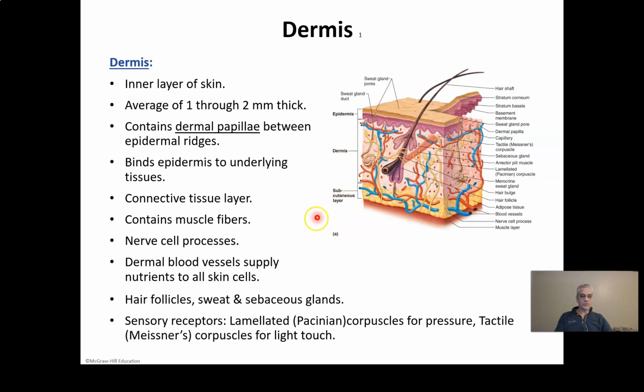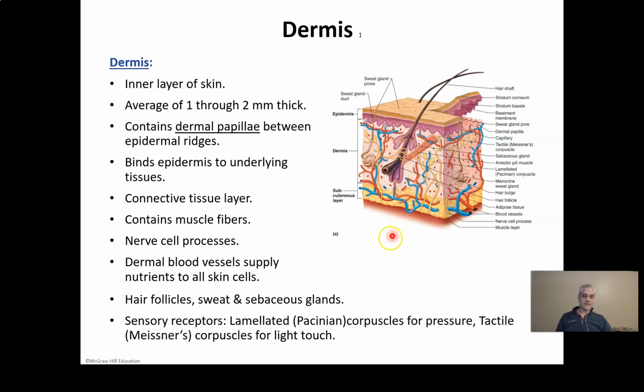Right, it's mostly connective tissue. There are some muscle fibers, but they're smooth muscle, and they're generally connected to either a blood vessel or a hair follicle. We're going to talk about those structures in a moment. Nerves are found in the dermis. You don't find nerves in the epidermis. Or at least, I shouldn't say you don't find them. Let me say you find fewer nerves in the epidermis. There's a lot of dermal blood supply, of course.